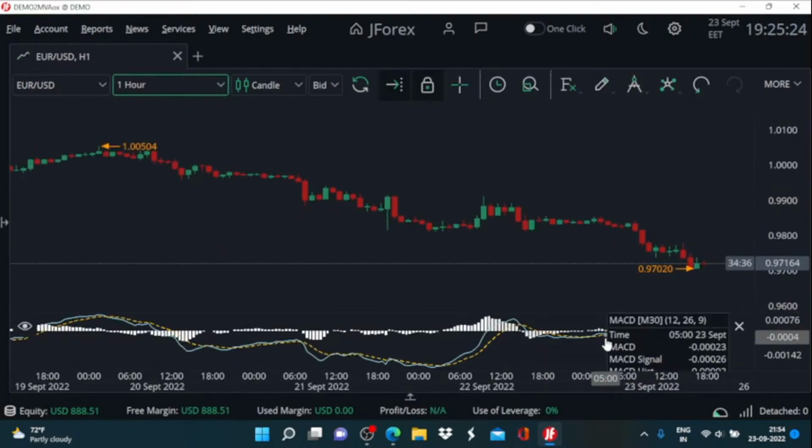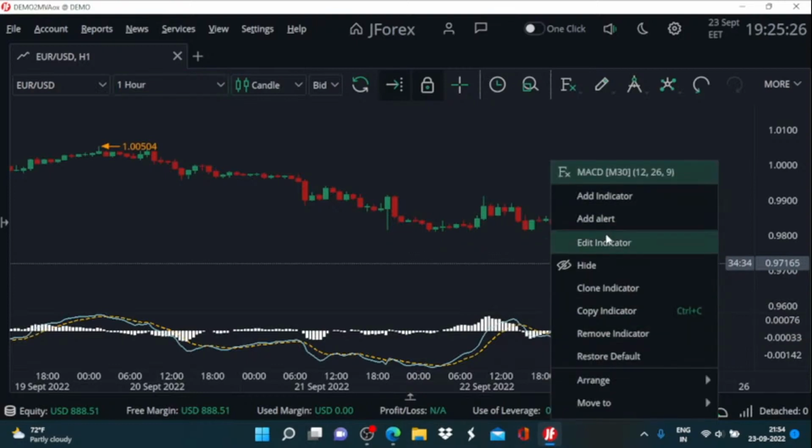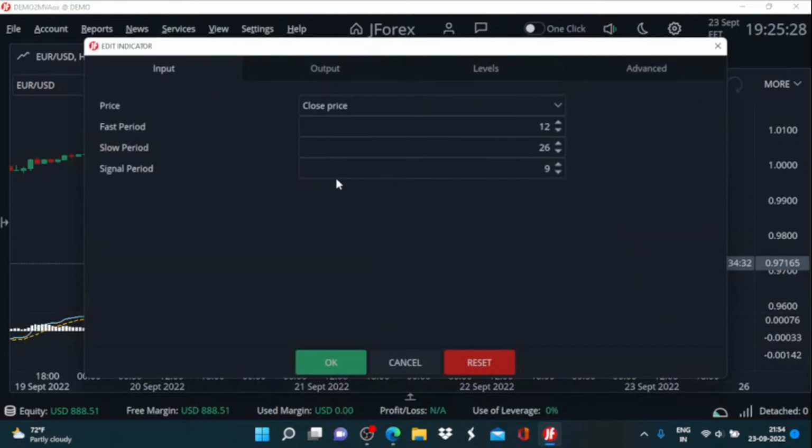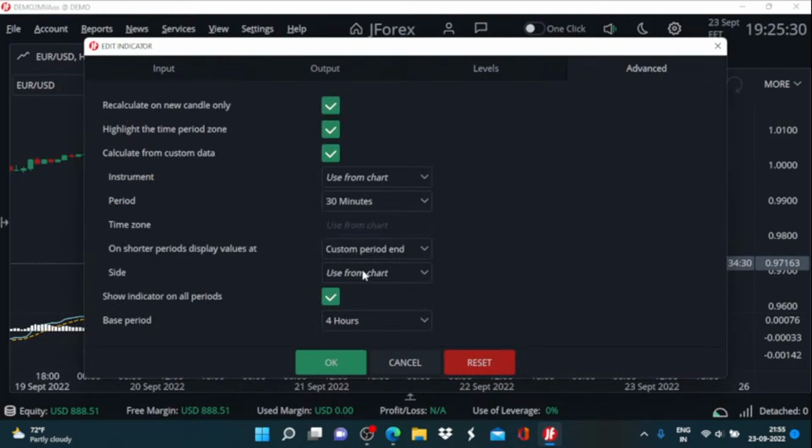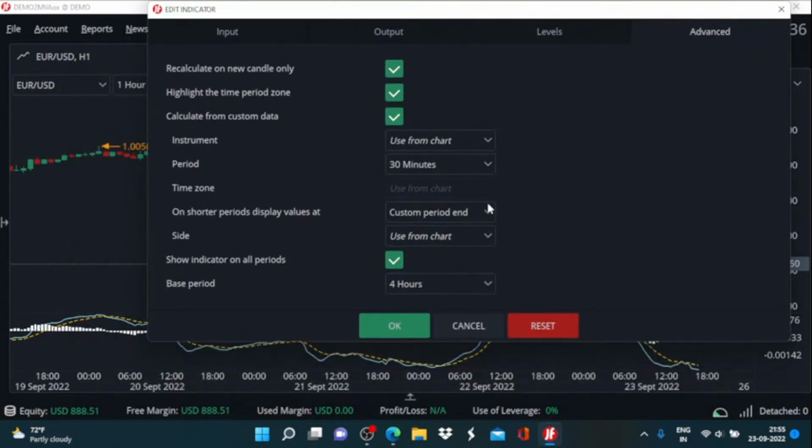Now let us go back to the editing options again. We have shorter period display values, which can be defined at the custom period end, start, or custom period middle, or each new candle. We can go for these options as well. The side of the spread can be ask or bid, or it can be simply used from the chart.